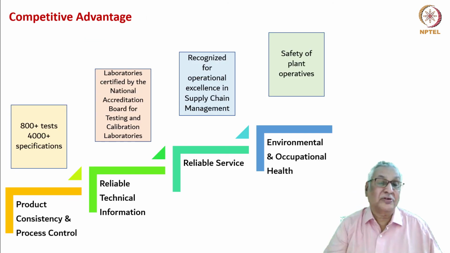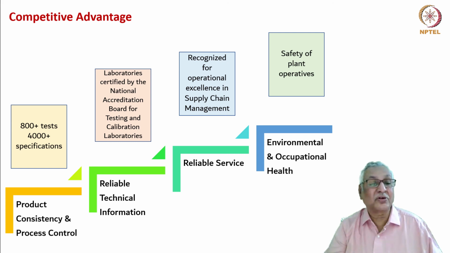Where does the competitive advantage for Sudarshan Chemicals come from? It comes from the product consistency and process control at the very base. 800 plus tests and 4000 plus specifications mark the product manufacturing portfolio. There is also very reliable technical information that is justified nationally and globally. All the laboratories are certified by the National Accreditation Board for Testing and Calibration Laboratories. The company is known for its reliable service.